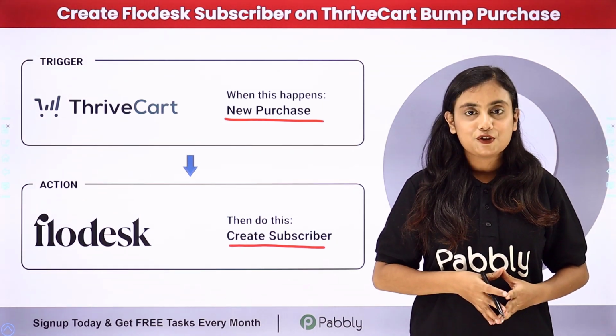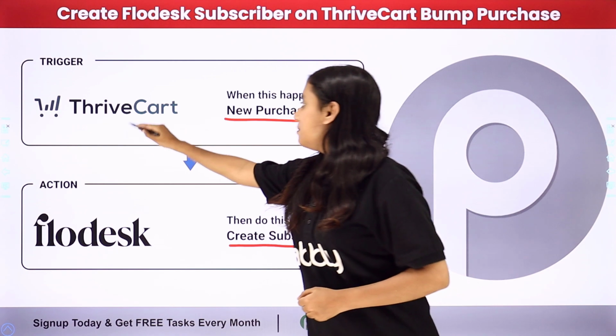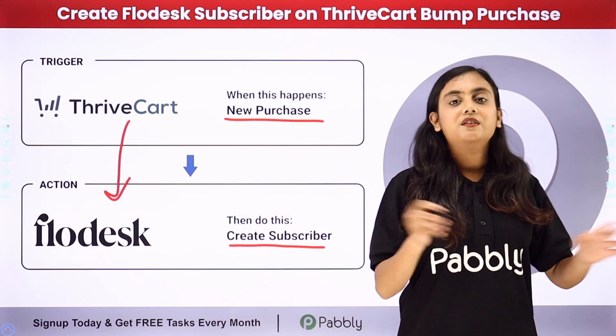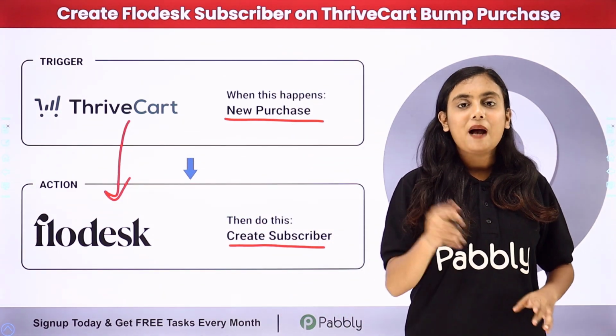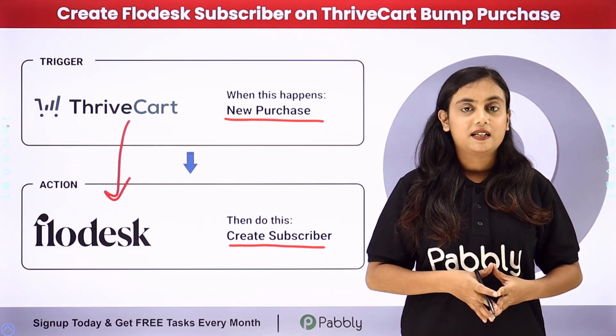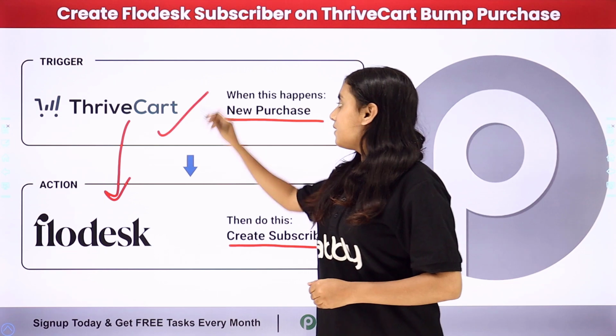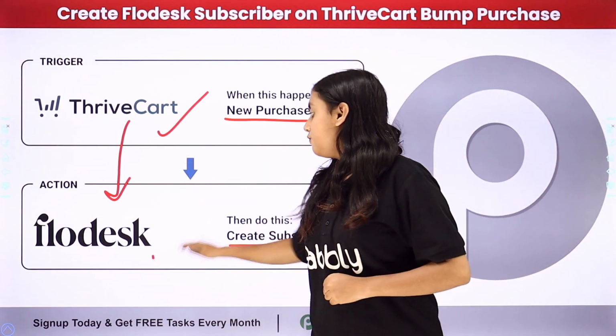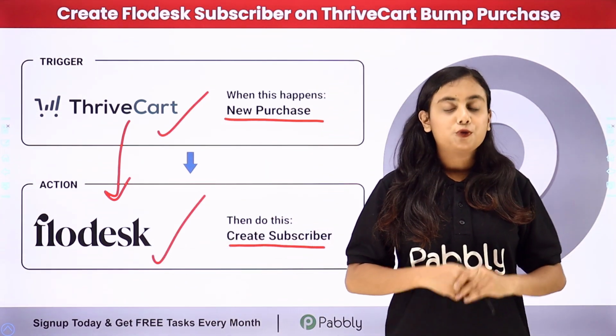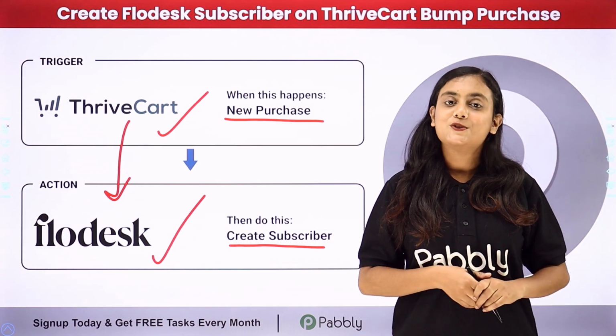For that, what we are going to do is, we are going to create an automation between ThriveCart and Flodesk with the help of Pabbly Connect. Pabbly Connect runs on two concepts, that is trigger and action. In this process, my trigger application is going to be ThriveCart and my action application is going to be Flodesk. If you want to learn how to do this automation, then let me take you all to my screen.